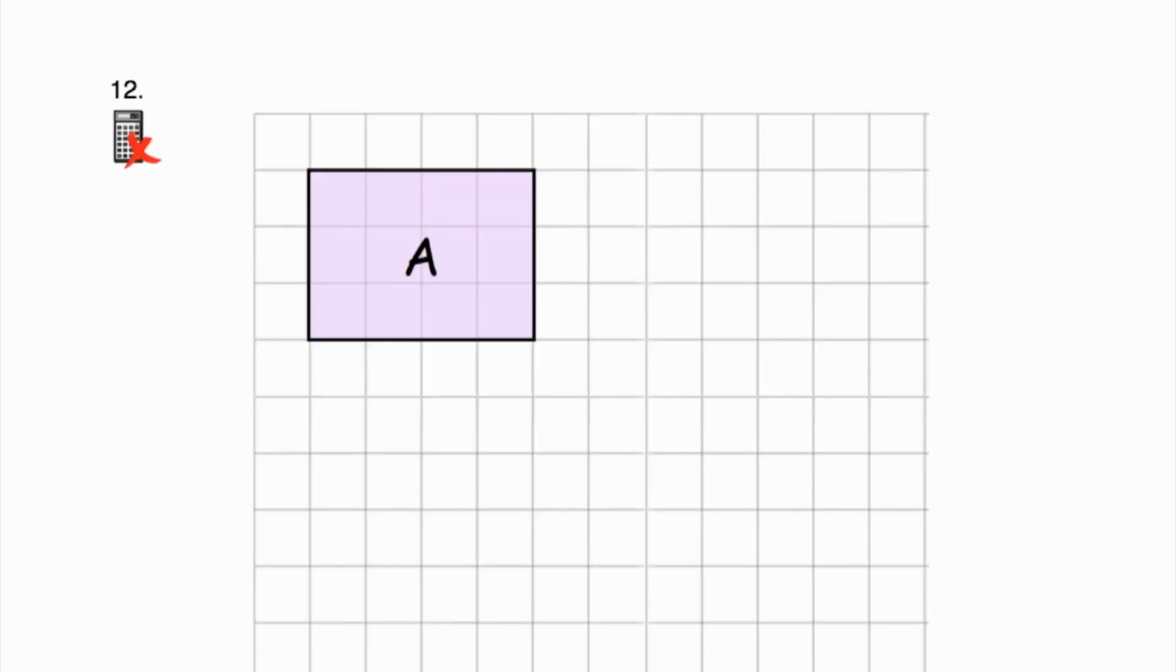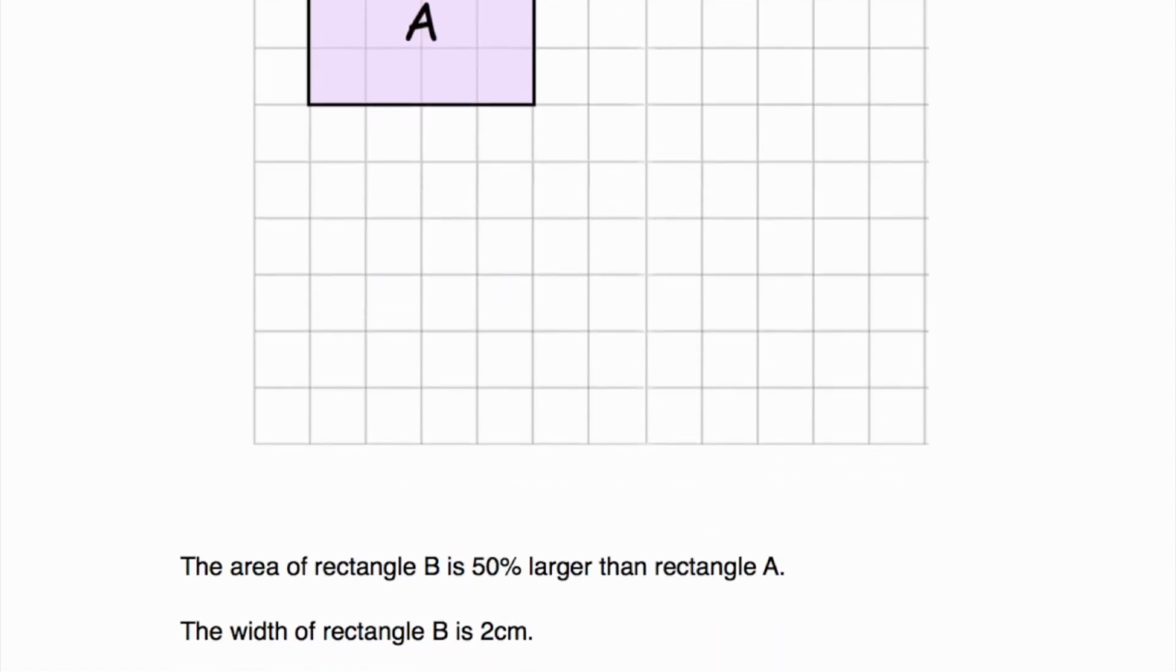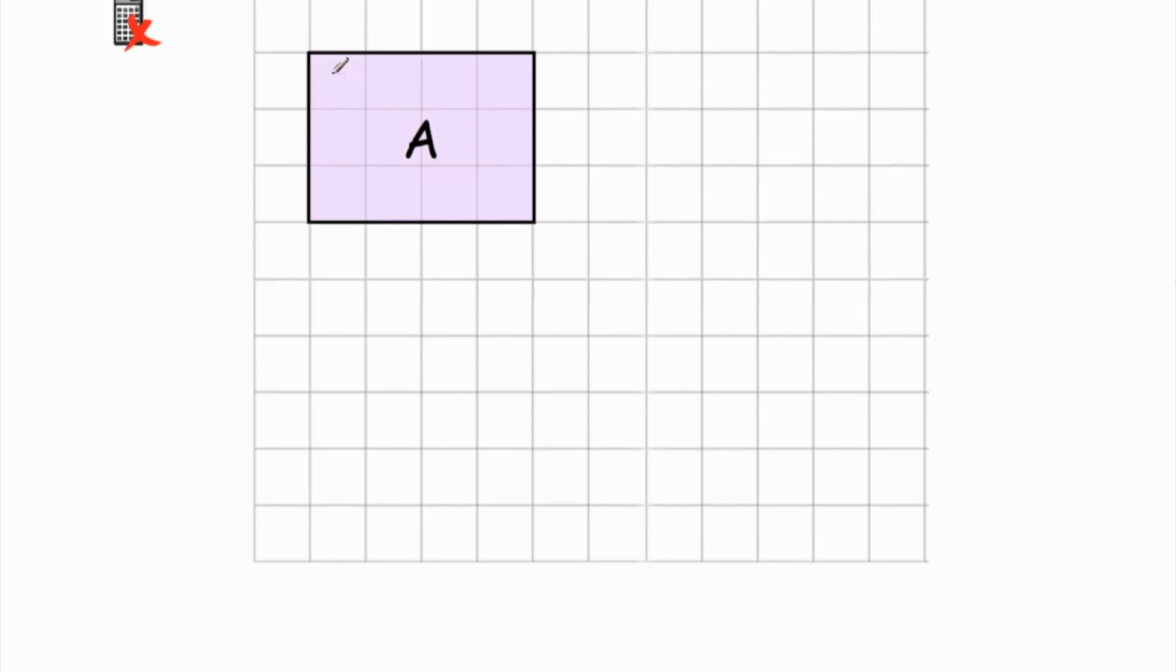Okay, let's have a look at our last question, question number 12. So we've got this rectangle A, and it's got a length of 1, 2, 3, 4 centimeters and a width of 3 centimeters. So that's shape A. And we're told that there's another rectangle B, and the area is 50% larger than the area of rectangle A. So let's find the area of rectangle A to begin with. So the area of this rectangle is 1, 2, 3, 4, 5, 6, 7, 8, 9, 10, 11, 12. So the area of rectangle A is 12 centimeters squared.